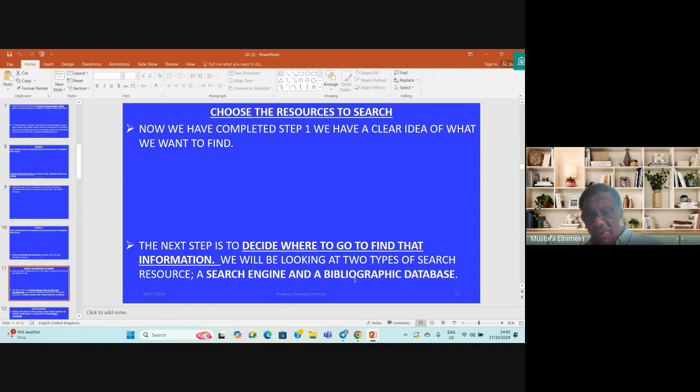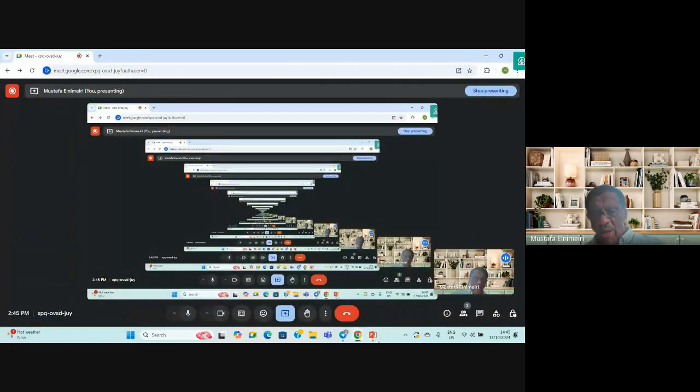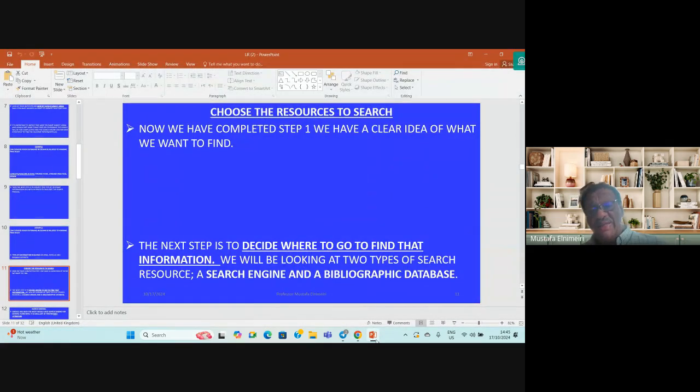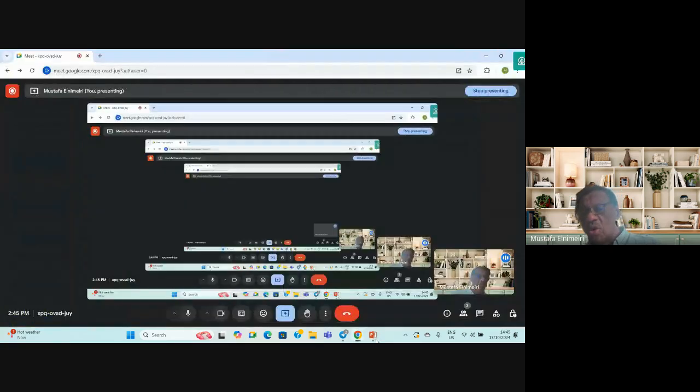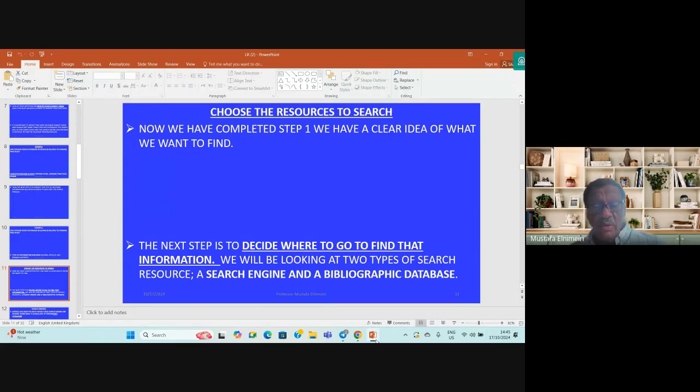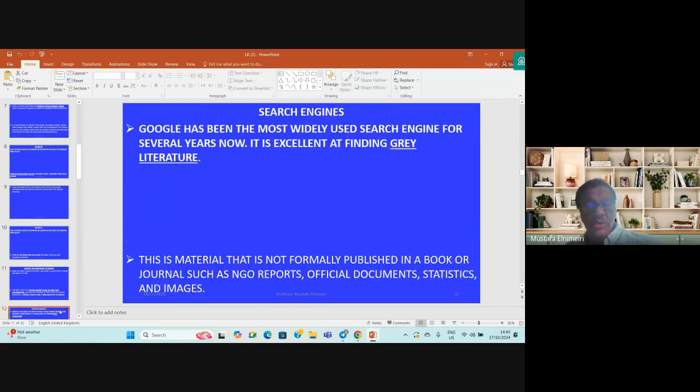Then the next step is to decide where to go to find that information, where to go to search for the information after you have determined exactly the building blocks or the subject areas you are interested to search for. And it's important to look for two types of search resources, for example, a search engine and a bibliography database, and these are very important to remember.